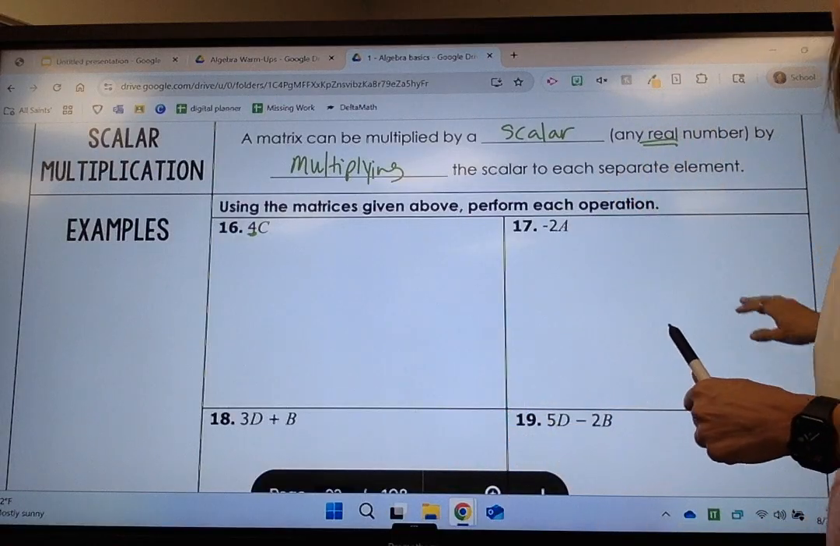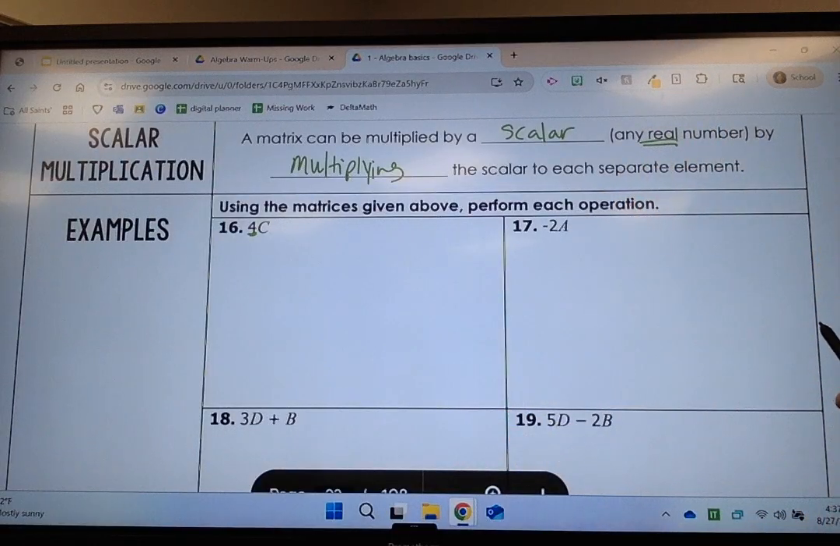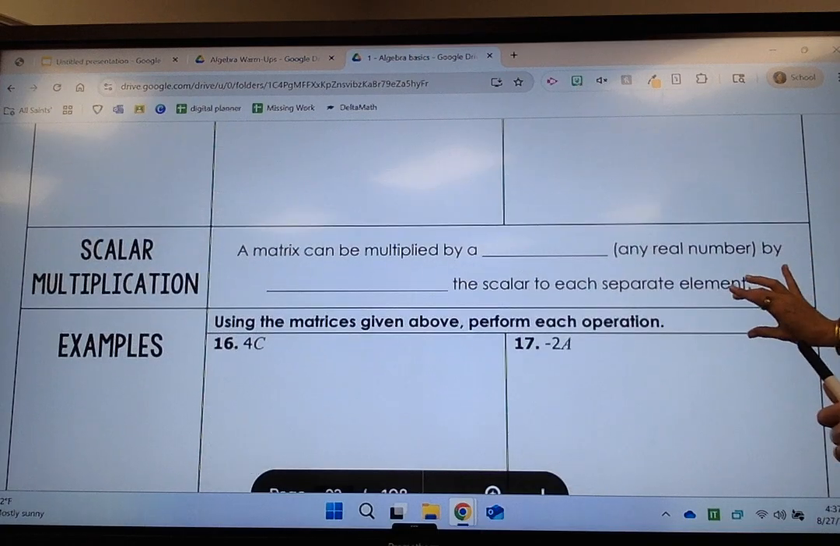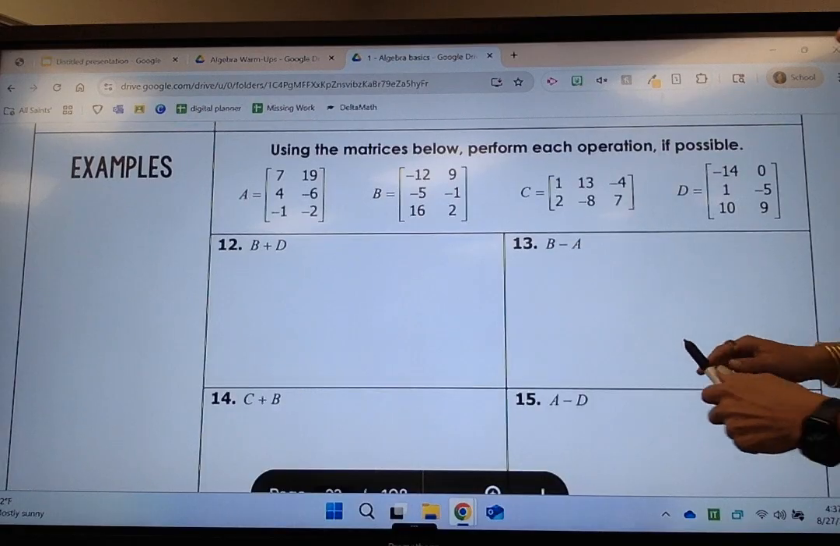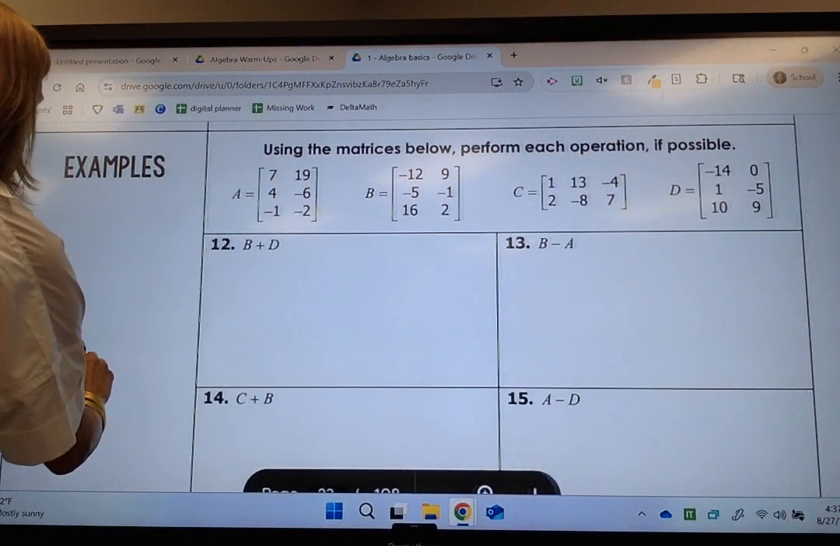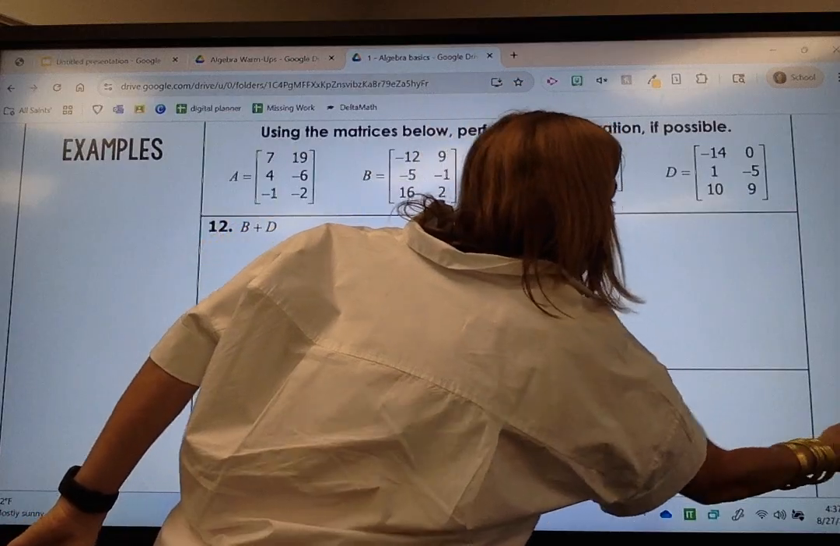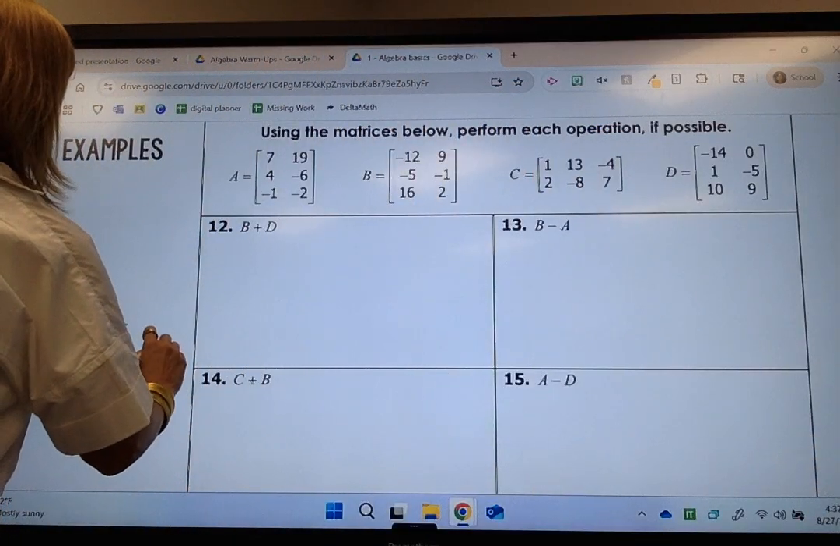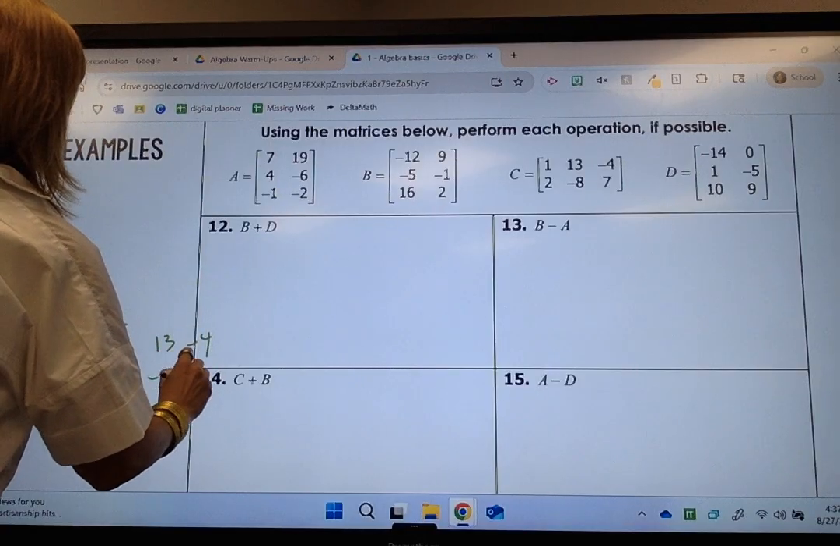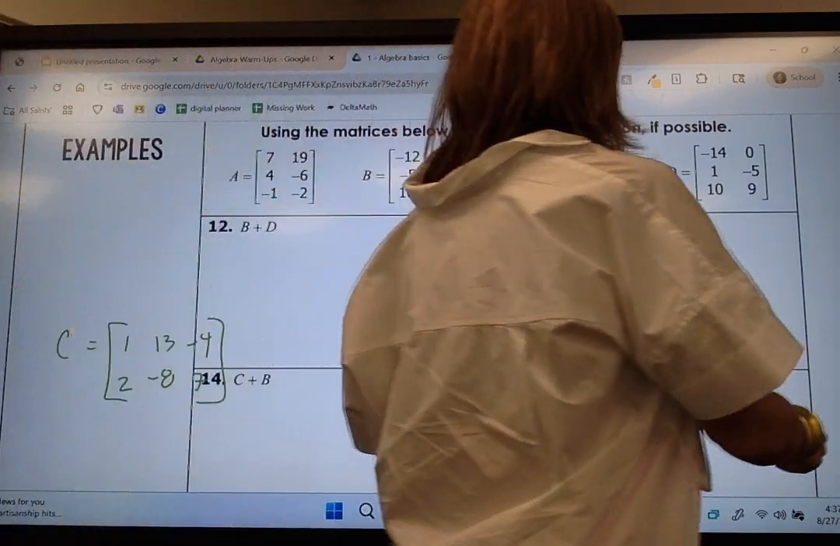So if you look back to C, how am I going to do this? If you look back to C, maybe I can. C is, let me write it over here. Hang on, sorry for the delay. So C is 1, 2, 13, negative 8, negative 4, and 7. So I'm going to keep that there so I can see it.